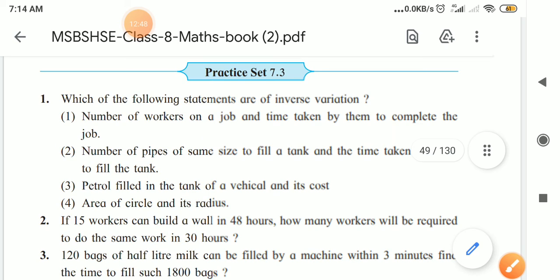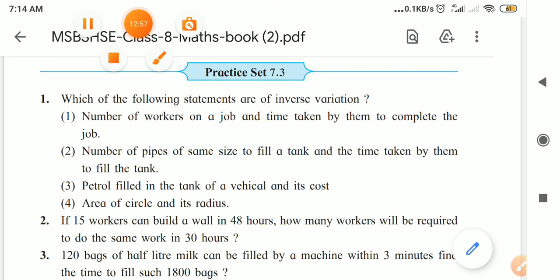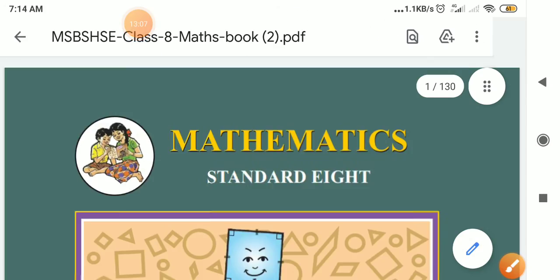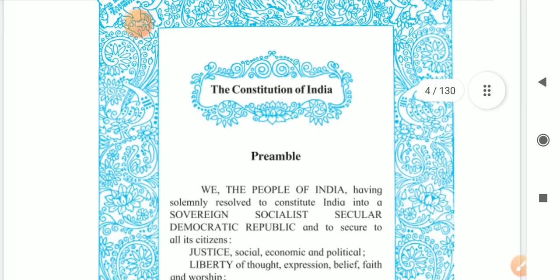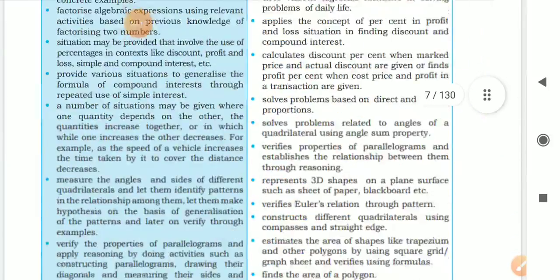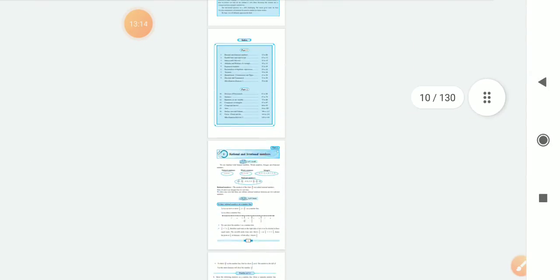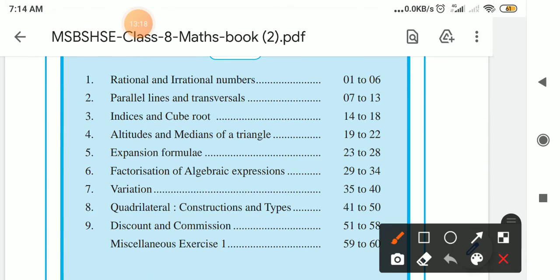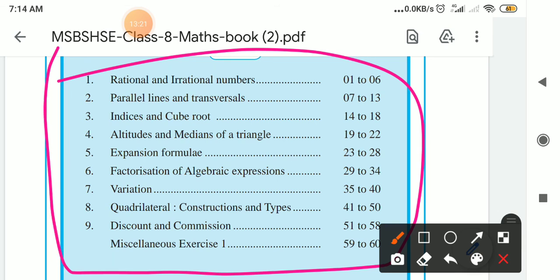All of you complete the work, because your exam is after the Dashera. There is only 1 month remaining, so you have to complete half of the textbook. As I told you before, the first part of the textbook has 9 lessons. For the unit test this much syllabus is there, so all of you study well.